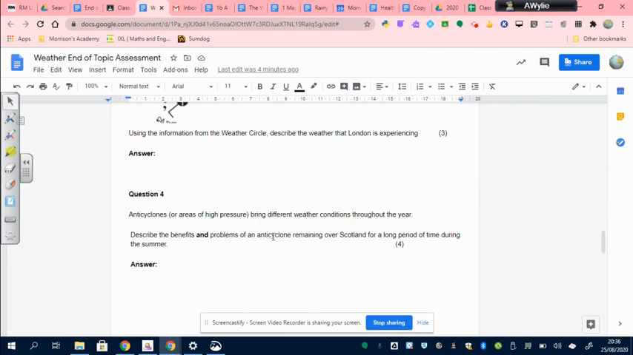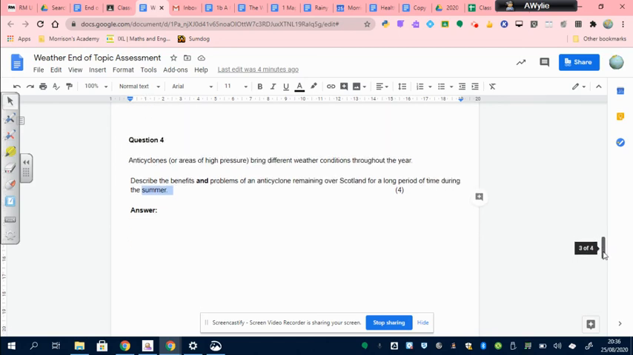So whatever weather we decide, we have to work out what kind of weather do you get with anticyclones or high pressure? What kind of weather would that bring? What kind of weather does it bring in summer? Specifically, because that's in the question. So if we had this for an entire summer in Scotland, what kind of advantages and what kind of problems might that kind of weather bring if it remained with us all summer long? 4 points for 4 marks.